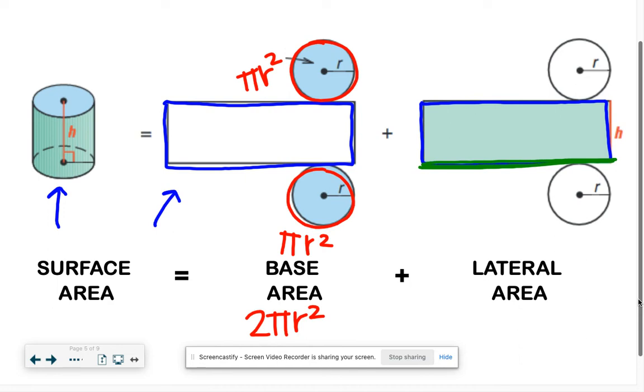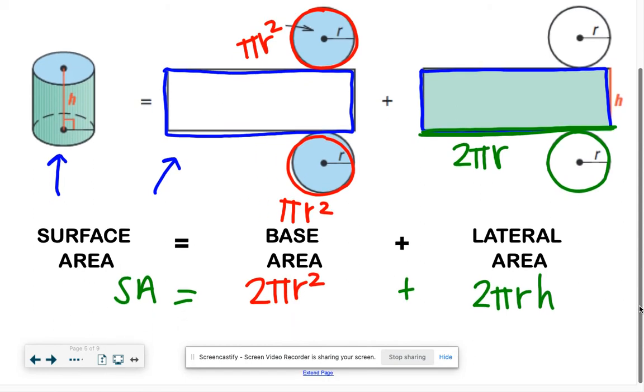I'm going to tell you it's what we call going all the way around our circle. What do we call that? If you were to walk all the way around our circle, we call that the circumference, right? Do you guys remember how to find circumference of a circle? I'll sing it to you. Ready? Twinkle, twinkle, little star. Circumference is 2 pi r. That's our base times our height of h. So our lateral area would be 2 pi r h. Add those two things together and we get our total surface area.